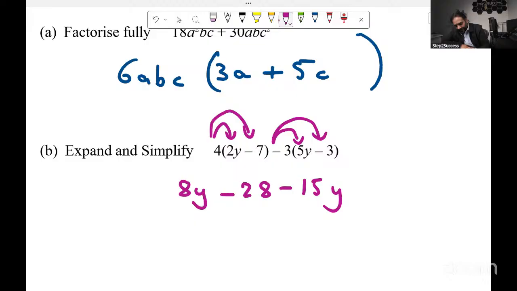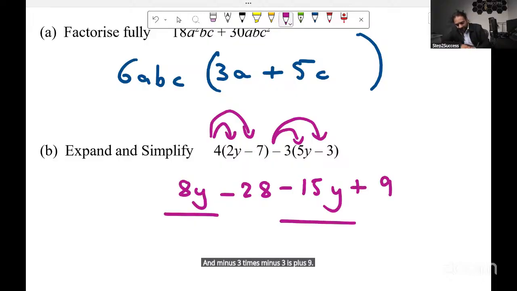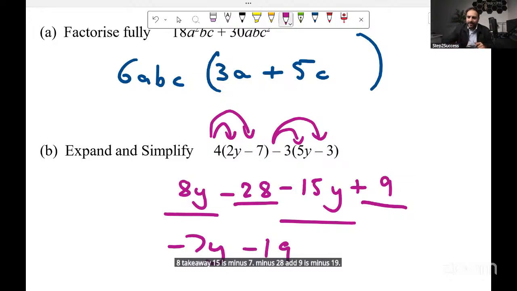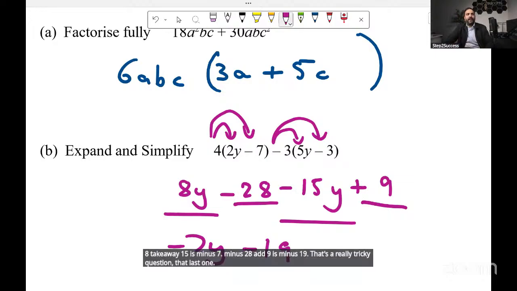And minus 3 times minus 3 is plus 9. 8 take away 15 is minus 7. Minus 28 add 9 is minus 19. That's a really tricky question, that last one, just because of all the minuses.